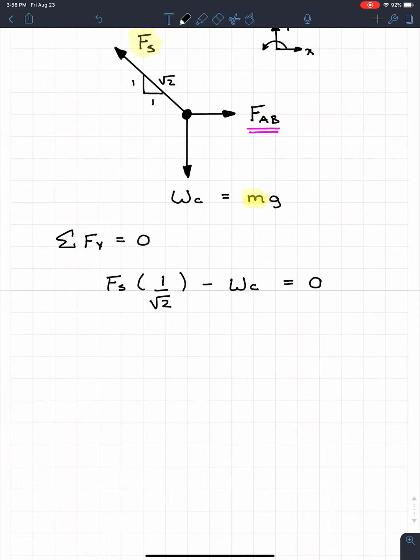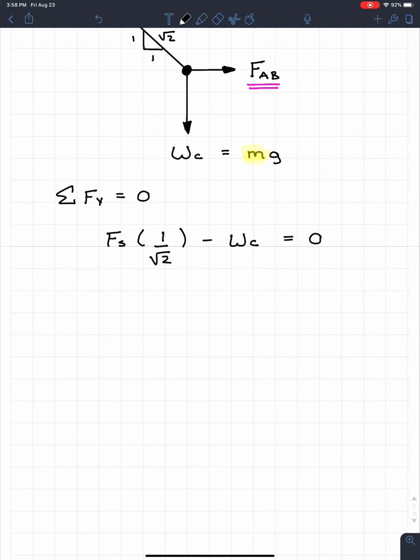So what we can do is rearrange some things and go that the force of the spring divided by root 2 is equal to mass times gravity. And we can rearrange this further to find that the mass of the cylinder, which is what we want in the end, equals the force of the spring times root 2, divided by gravity. So here's the formula that we're going to use to solve the whole question.